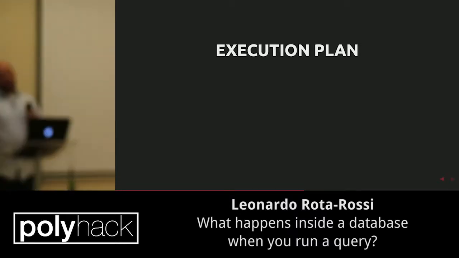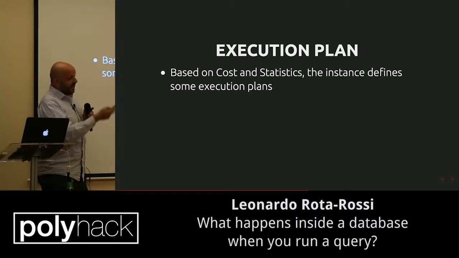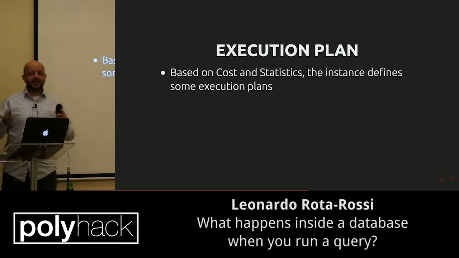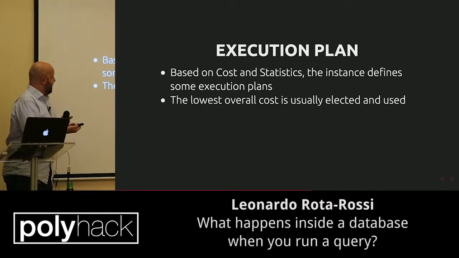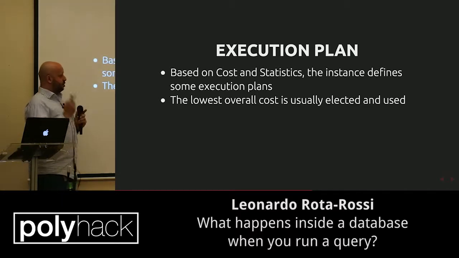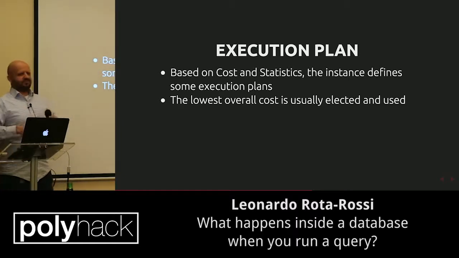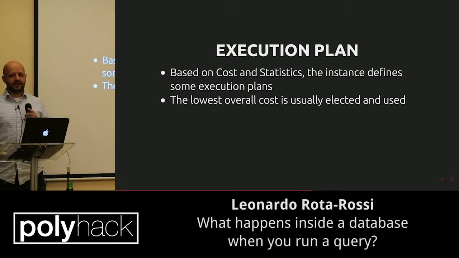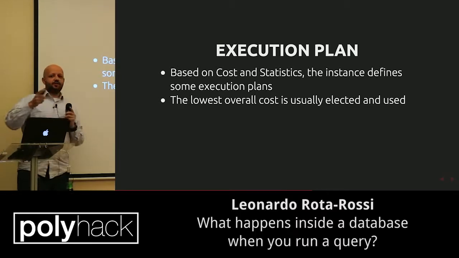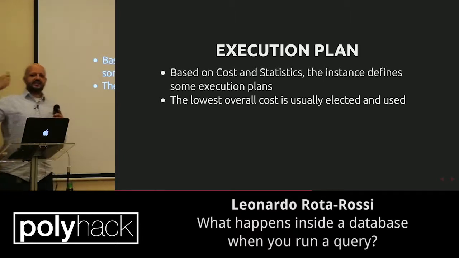So the execution plan itself is based on cost and statistics. Your database instance defines some execution plans, some ways to actually read your data, and the lowest overall cost is usually elected and used. Your database starts calculating 2, 3, sometimes even 10, 20 different execution plans to execute your query, and for each of those you have a calculated cost based on the cost and the statistics.